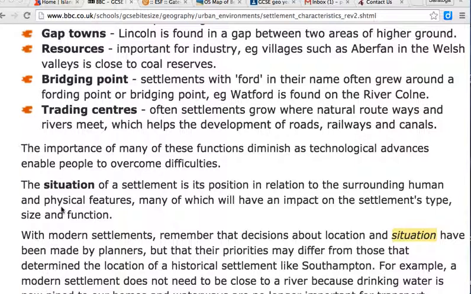So an answer for Hong Kong will be something like the situation of Hong Kong is on the Pearl, at the bottom of the Pearl River Delta, on the Victoria Harbour, and we are very close. We have an airport, we have a large seaport, and we're very close to Macau and to Shenzhen. So see there, I've talked about the situation because it's both physical and human factors.